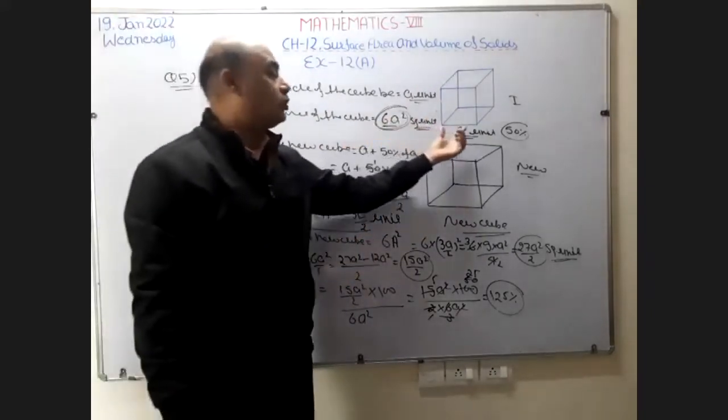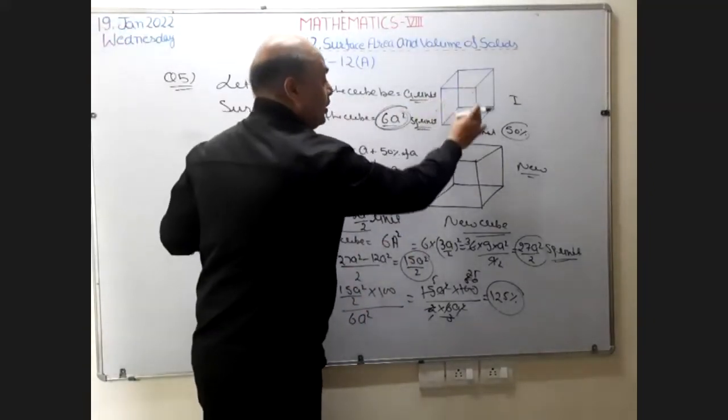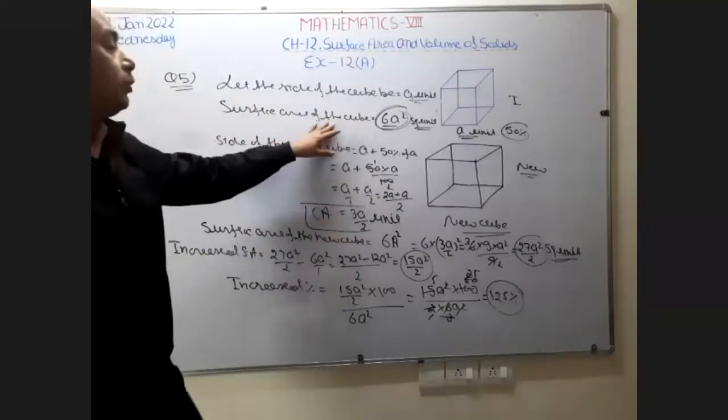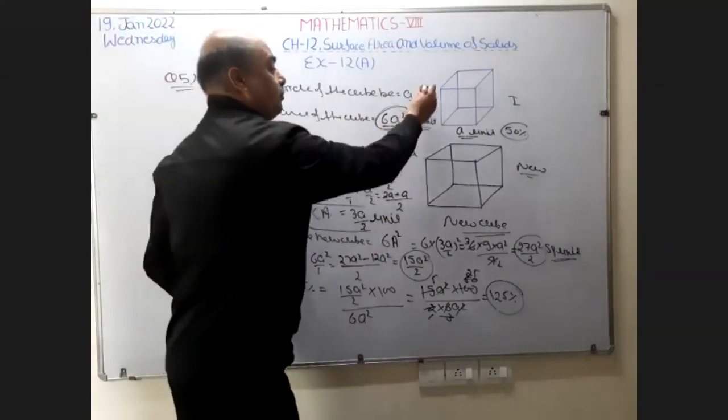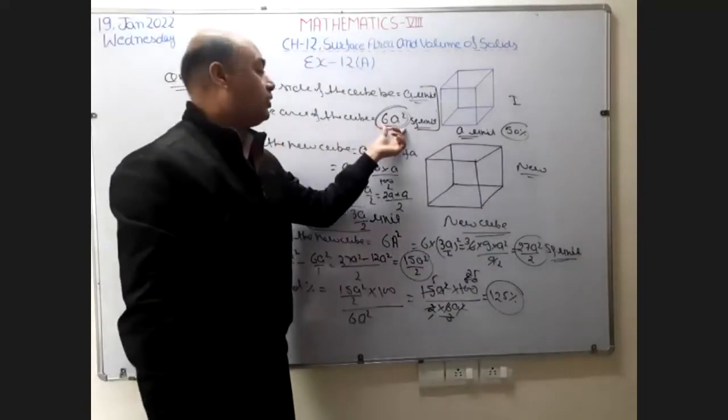Since the side of the cube is not given, you have to suppose first: let the side of the original cube be a unit. Write down surface area of the cube equal to 6a². So this is going to be very simple. Suppose side is A and the surface area is going to be 6a².